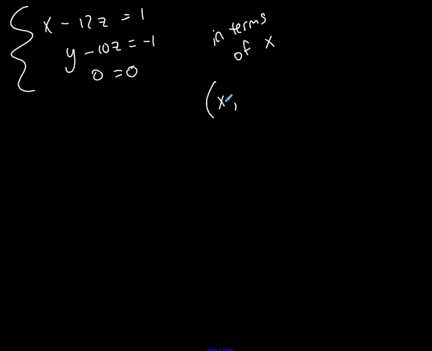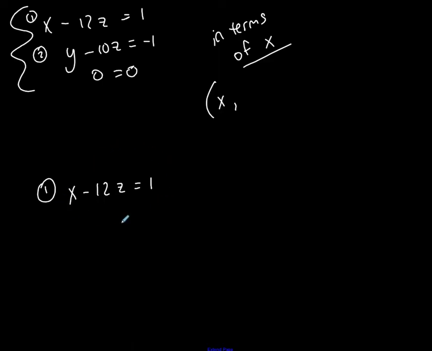Your book might ask for it in terms of z. I guess I could show you that also after, but I want to start with in terms of x because I think that one's the best. And I'll show you why at the end. So let me say this is equation 1, and equation 2, and equation 3. Let me go to equation 1: x minus 12z is equal to 1.